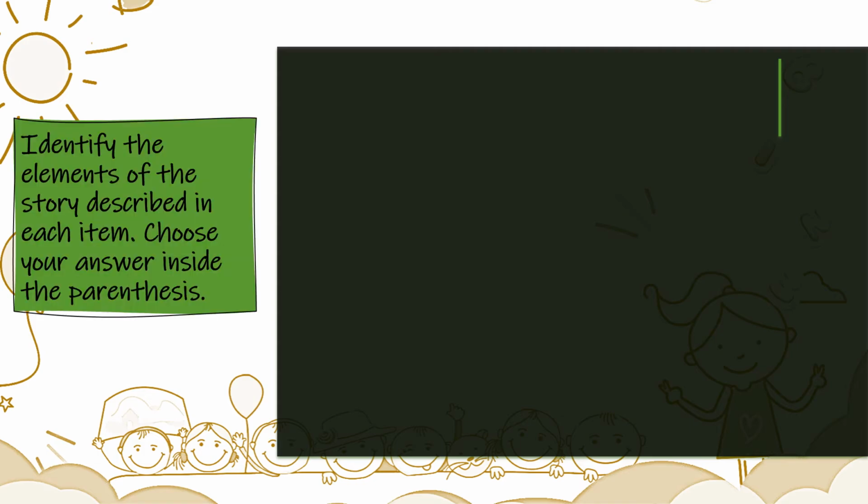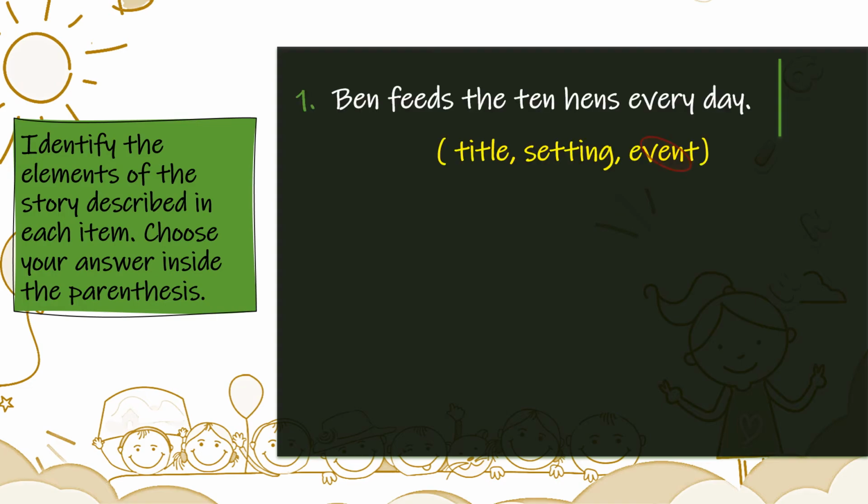This time, for your next activity, you will identify the elements of the story described in each item. Try to look for a clean sheet of paper, then choose your answer inside the parentheses and write your answer on it. I'll give you 10 seconds to answer each item. Are you ready? Let's begin. Number 1. Ben feeds the 10 hens every day. Is it the title, setting, or event?